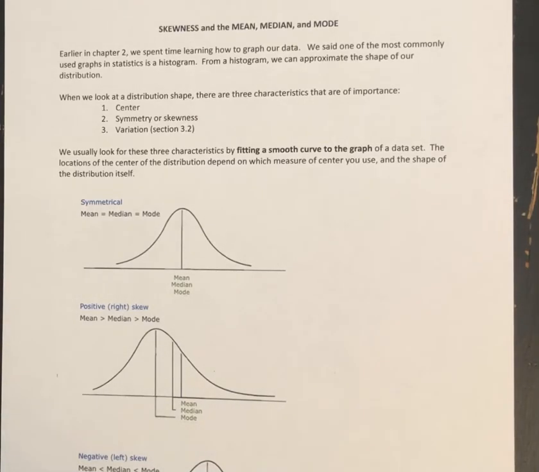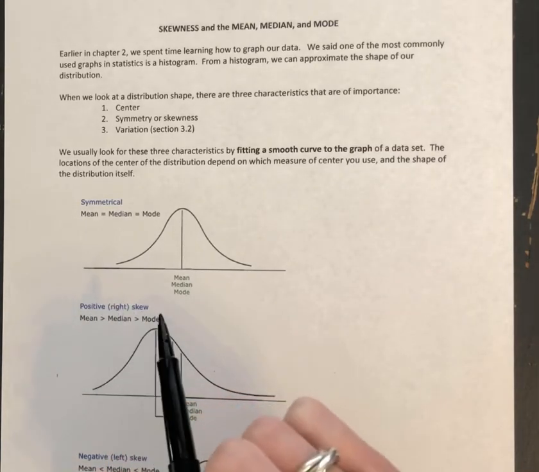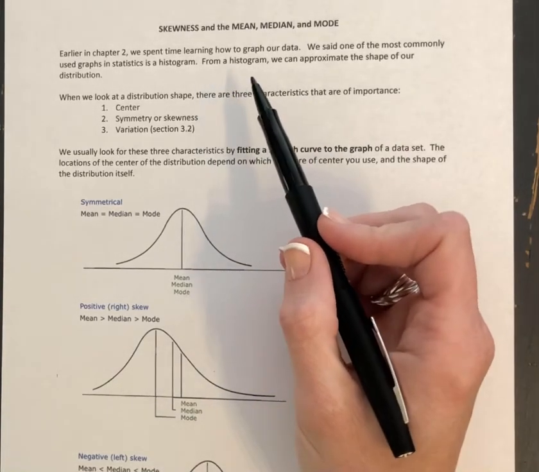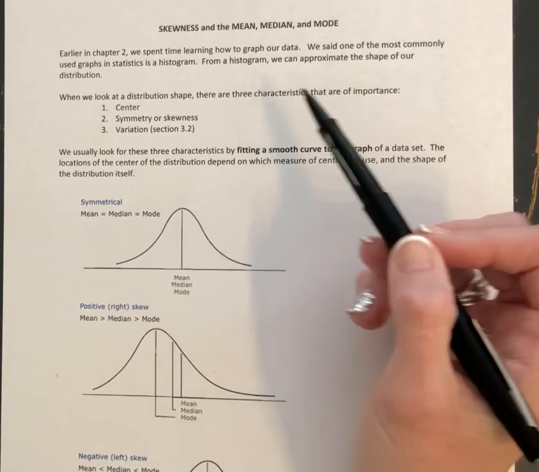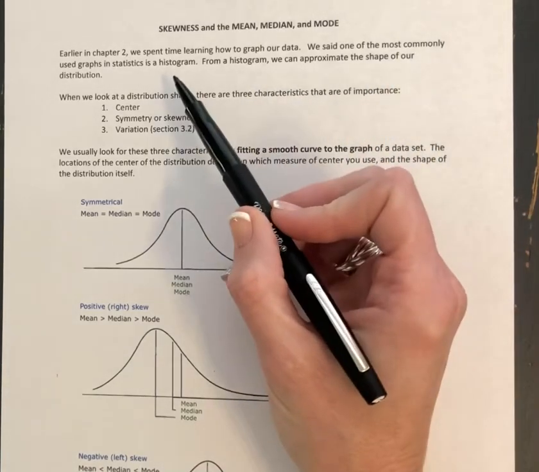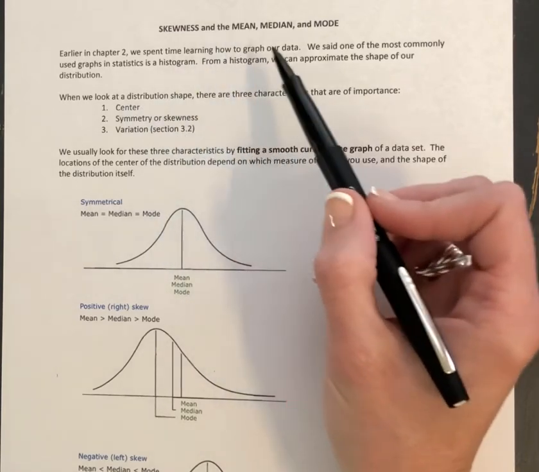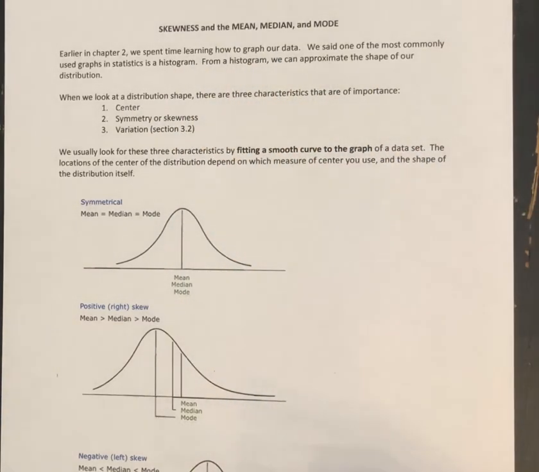So we just spent some time looking at the three measures of center, which are mean, median, and mode. And what we're going to do in this next video is just do a quick summary of how mean, median, and mode shift location based on what our distribution shape is. We spent time in the previous chapter learning about graphing data, and we said that commonly we're going to use a histogram to graph our data and then fit a smooth curve to that histogram to approximate the shape of our distribution.